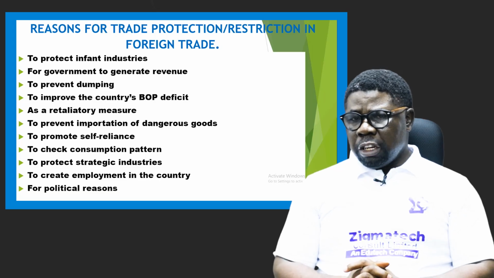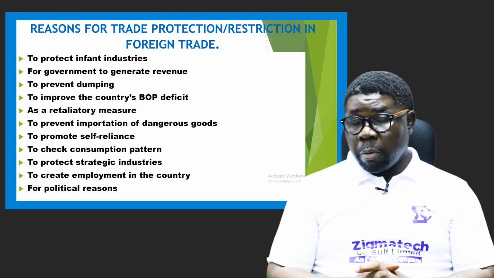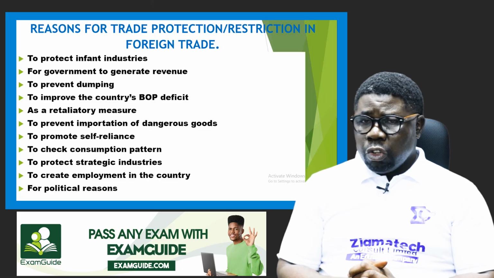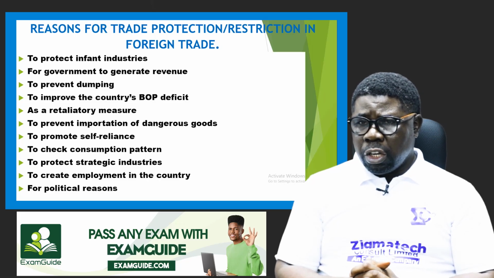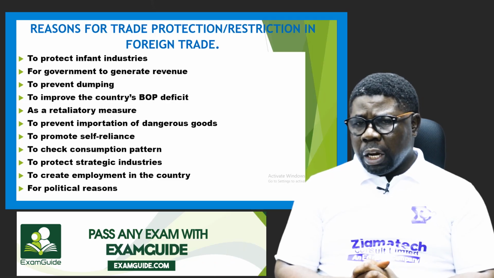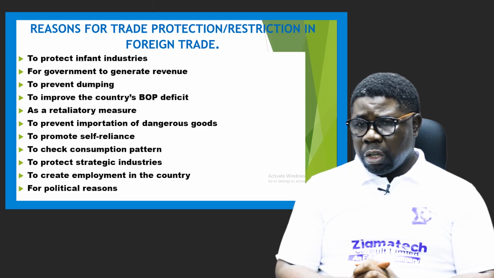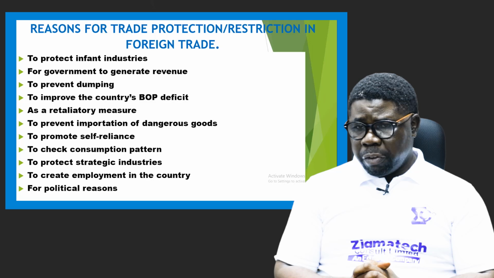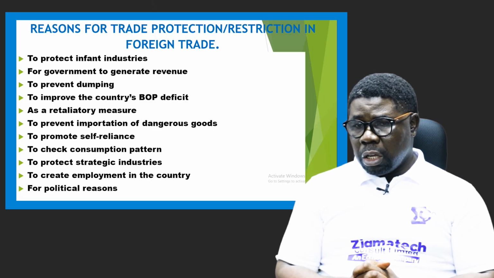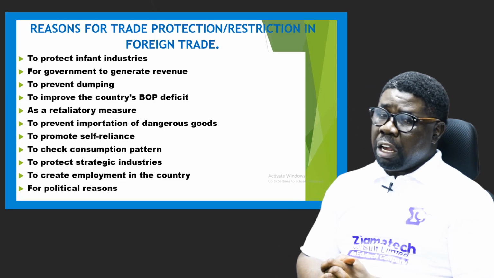Also, to prevent importation of dangerous goods. Remember, we talked about one of the problems of international trade: importation of dangerous or harmful goods. For that to be prevented, you can actually use trade restrictions to stop such goods from coming in. By looking at them and restricting their transactions using some kind of preventive measure, or maybe an outright ban, such goods can be kept out. That is trade restriction. Then you have to promote self-reliance.